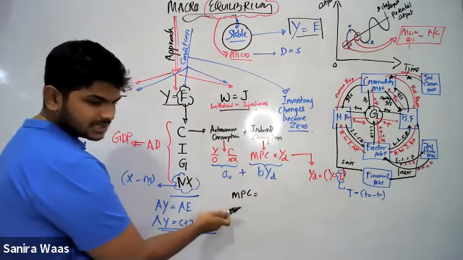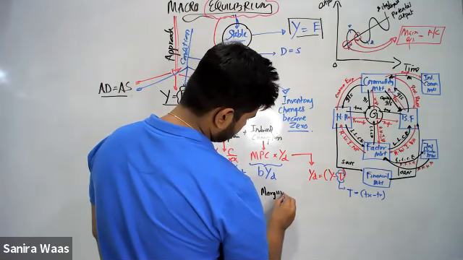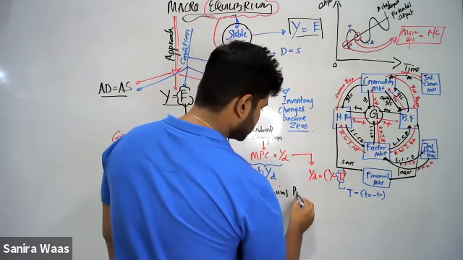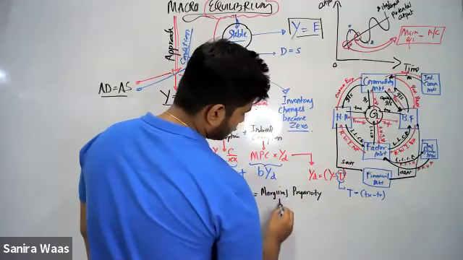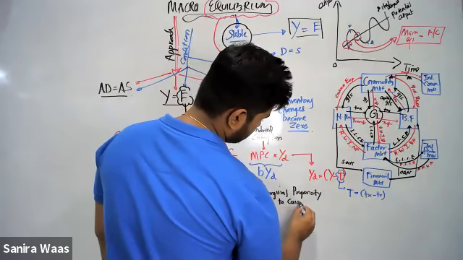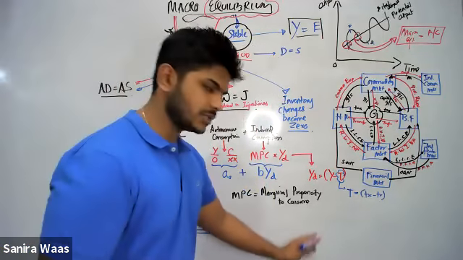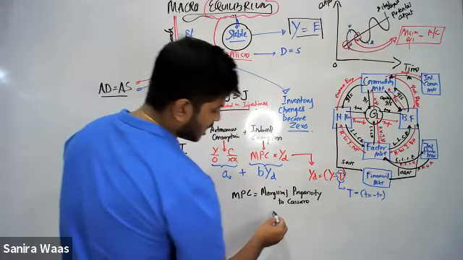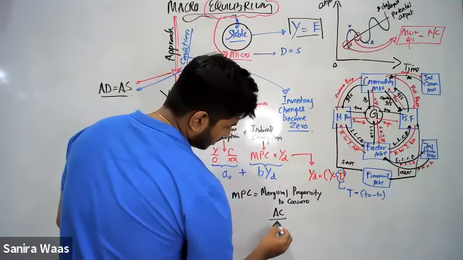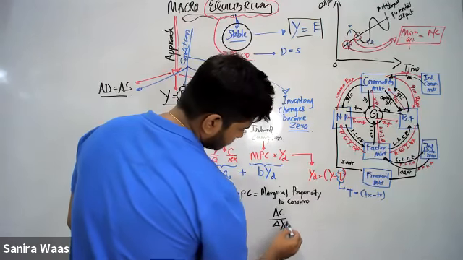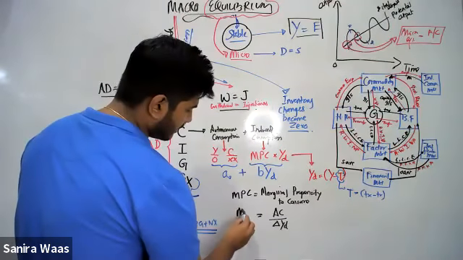What do you mean by MPC? MPC is your marginal propensity to consume. What do you mean by marginal propensity to consume? It is simply how much you would consume from your disposable income, or else Y. This is called MPC.